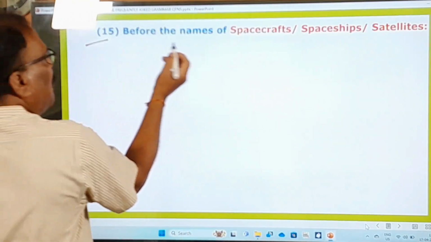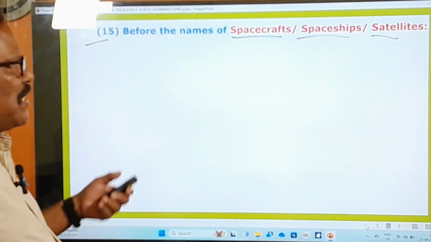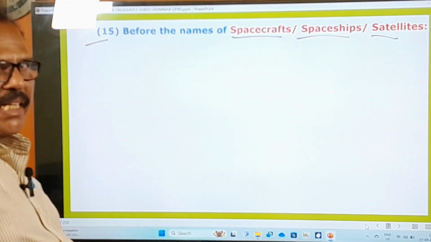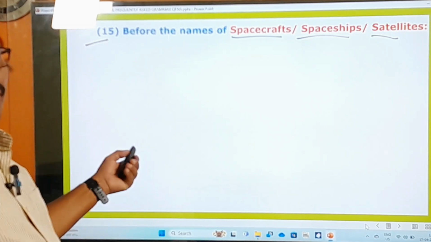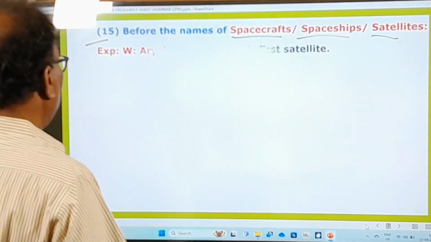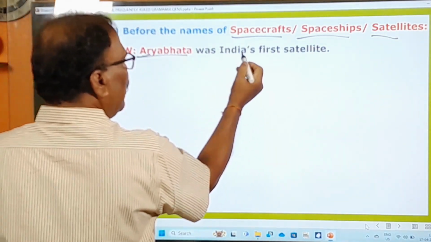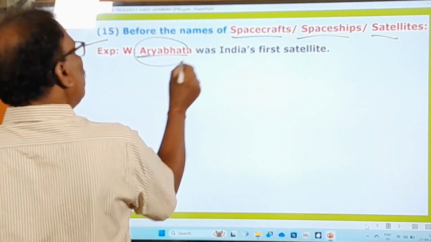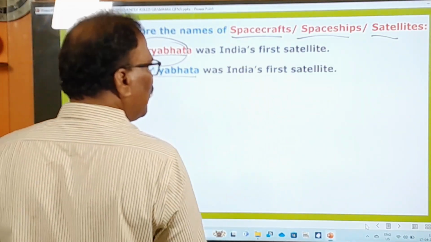And the 15th one is there: before the names of spacecrafts, spaceships, satellites, we have to use the definite article. It's also a direct rule, no problem at all. I'll give you some examples. Aryabhatta is a satellite. Aryabhatta was India's first satellite. You cannot simply say Aryabhatta, but you have to say the Aryabhatta was India's first satellite.